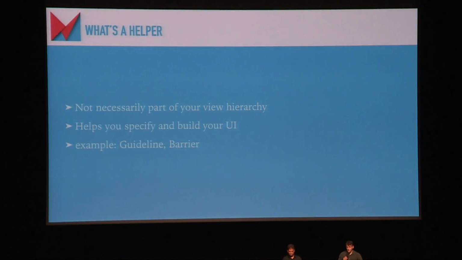Helpers is actually something you may know already, because we're using this concept in Constraint Layout 1. Essentially, what is it? It's something that's not necessarily part of your view hierarchy, but will be in your layout XML. It lets you specify or even be part of building your UI. The typical example in Constraint Layout 1 is guideline. If you never looked at that, it's pretty useful, specifically because it allows you to speak the same language as your designer. Or barrier, that we just covered.